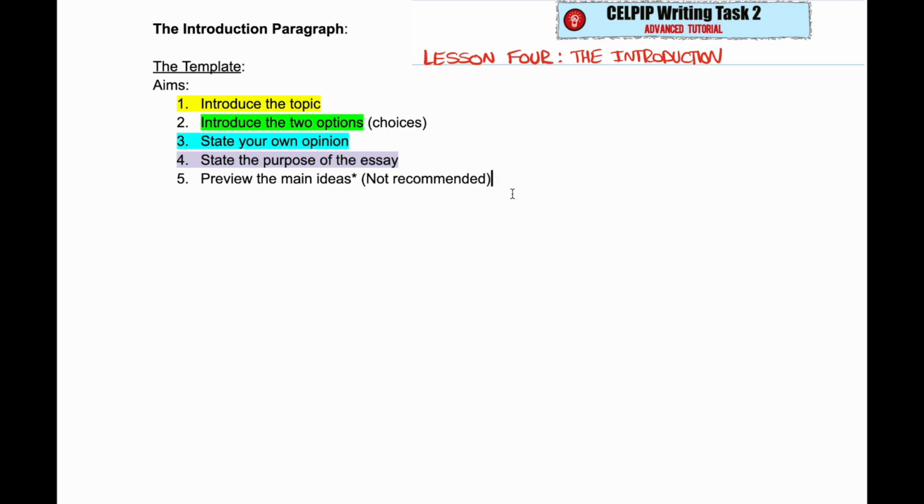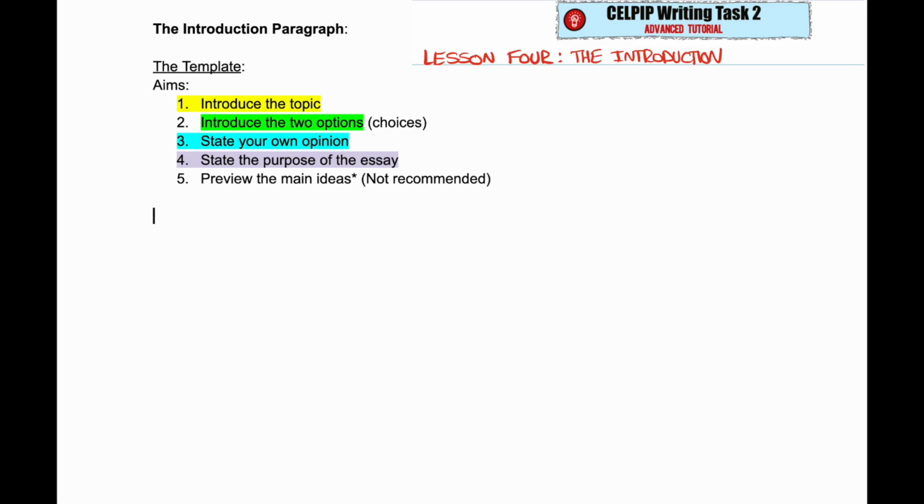Okay, so let's get to the templates. A few things to remember, guys. For each of the aims I mentioned, I'm going to give you a number of structures. You can choose which one you use, but only use one of them, okay? I'll give you some examples for the structures as well. So, aim number 1, introducing the topic.